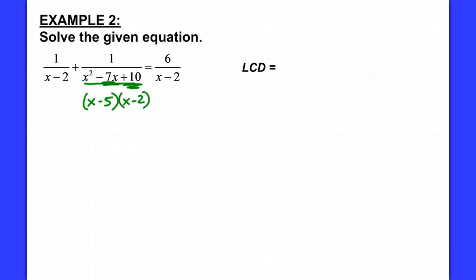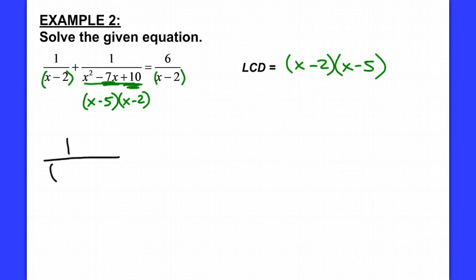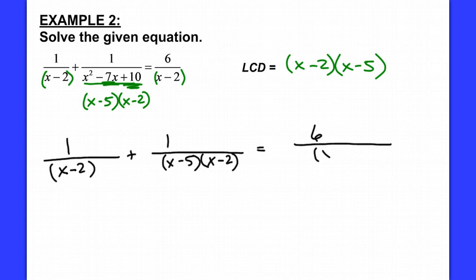So our least common denominator includes all of the factors that we have, and that would be x minus 2, and then of course x minus 5 with that. So we've identified our least common denominator. We're going to take that and multiply it in to all of the fractions there. So let's write this out. I've got 1 over x minus 2. I'm going to add that to 1 over x minus 5, x minus 2 there. And then that's going to be equal to 6 over x minus 2.